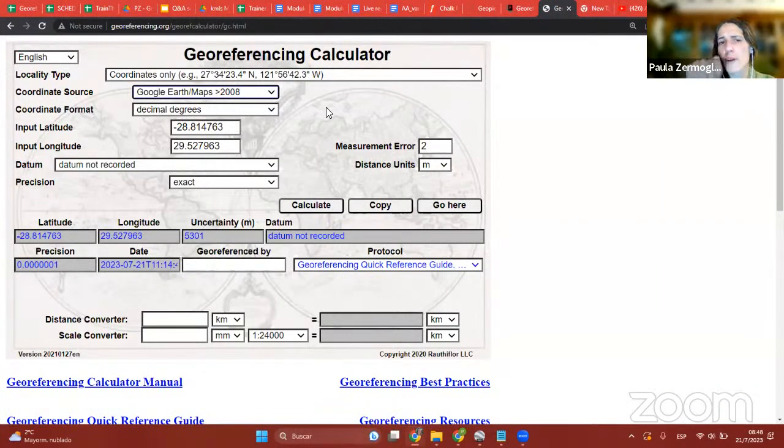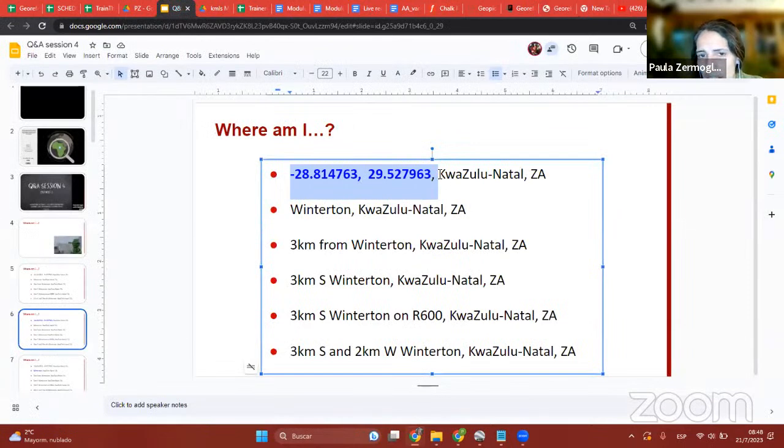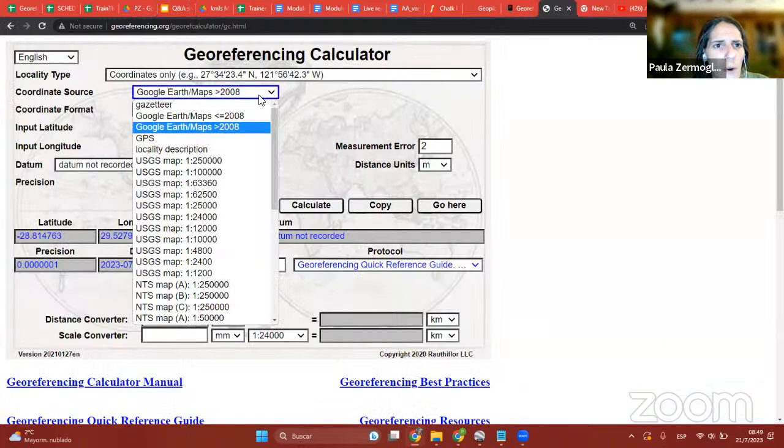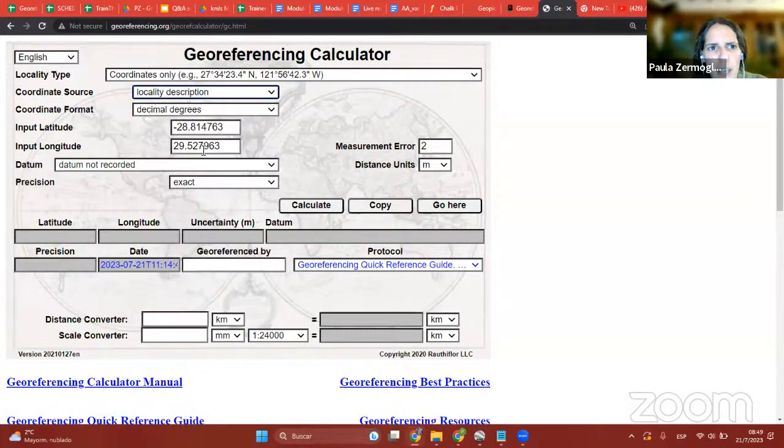If whoever wrote the locality got those coordinates from a GPS, they didn't say that. To be sure, here in the description, it should say that they were taken with a GPS. But if it doesn't say, we cannot assume that. So we go to the calculator and we say the coordinates come from the locality description.